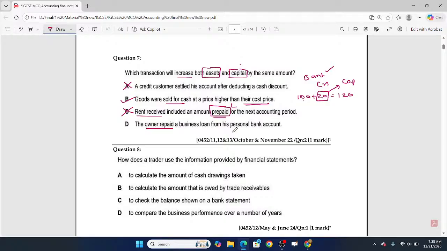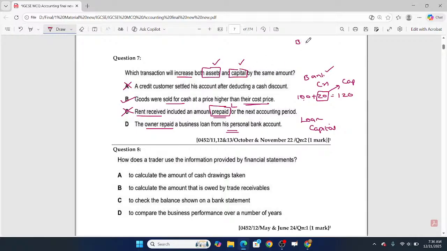Owner repaid a business loan from his personal bank account. If the loan is paid, then what is the journal entry here? Loan is repaid, debited, and the owner repaid a business loan from his personal account, so then it will be capital. So here also capital increases, but what's the question? The transaction will increase both assets and capital by the same amount. Then this seems to be predominantly correct.